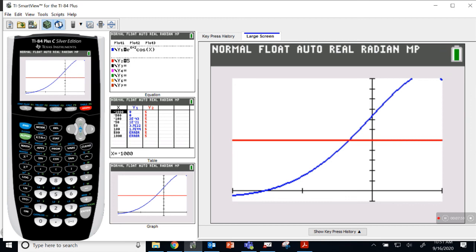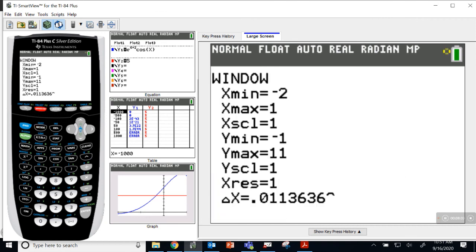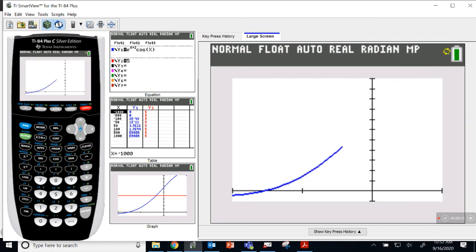Right now I want this to go faster next time I graph, so I don't want to go to mode, I want to go to window, and down to XRes. I don't really know what this means, but I do know that if I change this to a 3 and then hit graph, it's going to go faster. Look at that, that's much faster than the last time.